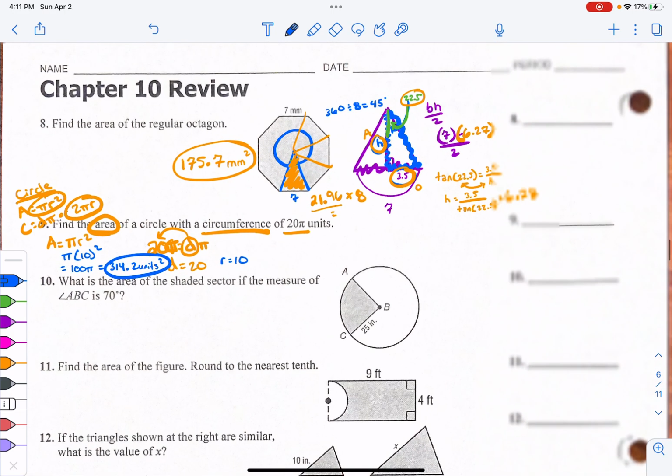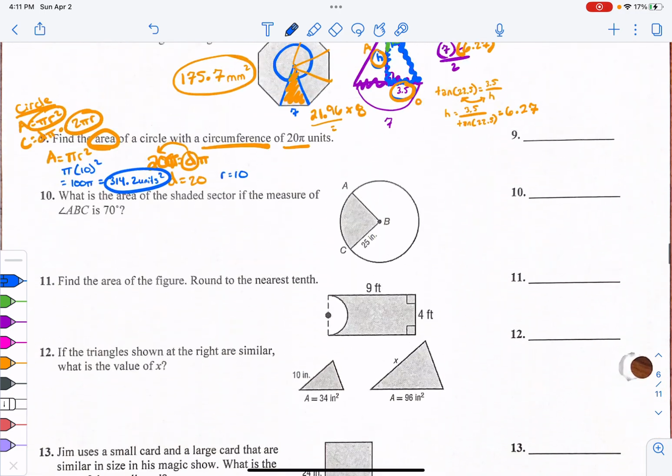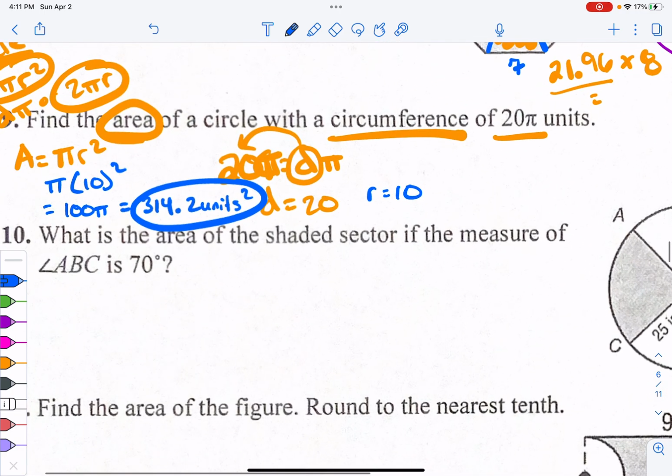All right, are we getting close? We get 15 of them. Perfect. 15.